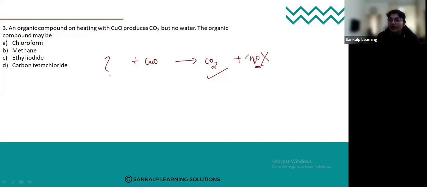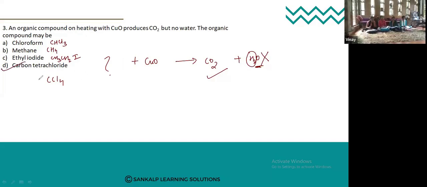The organic compound is not having hydrogen. So here, if I write the formula, chloroform is CHCl3, methane is CH4, ethyl iodide is CH3CH2I, and carbon tetrachloride is CCl4. Now, in which of the following options can you see that there is no hydrogen present? Option D, right?